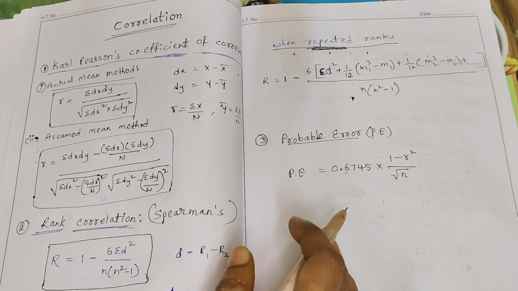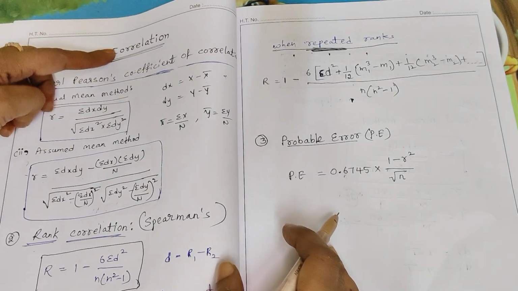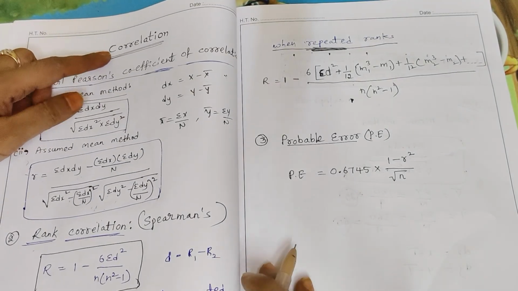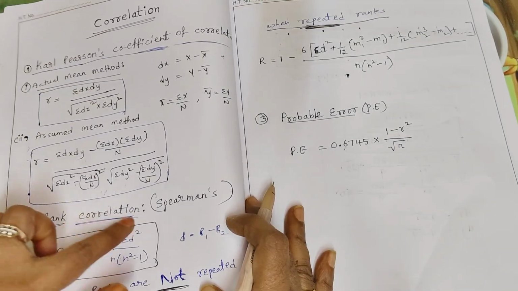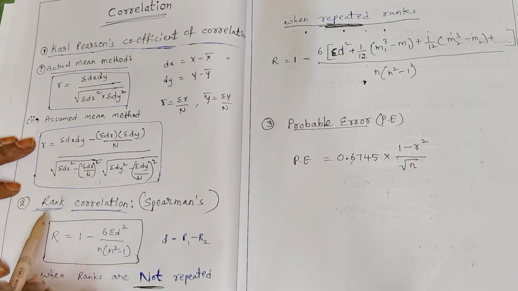In the last video, we discussed the coefficient of correlation under the correlation chapter. In that chapter, we have two more concepts, rank correlation and probable error. In this video, we are discussing rank correlation.